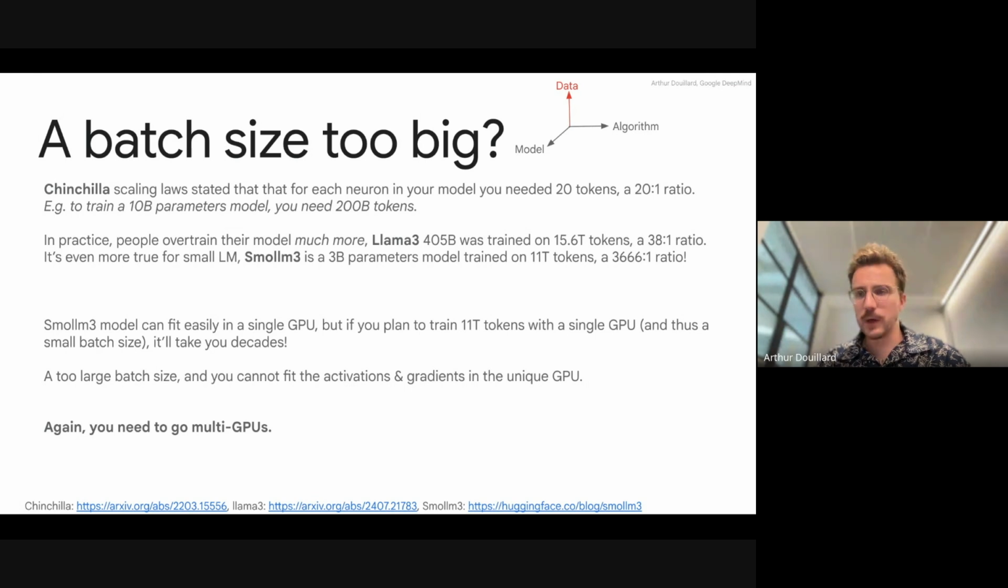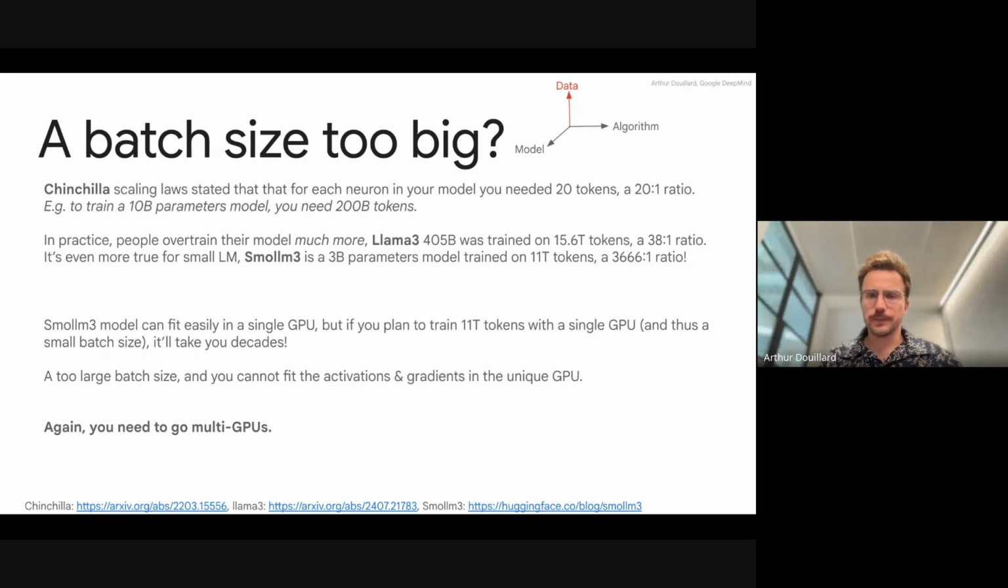So this Chinchilla scaling law, people are not really following it anymore. People are actually overtraining their model much more. So for example, the Llama, which was 405 billion parameters, was trained on more than 15 trillion tokens. That's a 38 to 1 ratio. And actually, if you want to train a very good small model, such as for example, the recent Hugging Face SmolLM3, which was a 3B model, you train it on 11 trillion tokens. So that's a ratio that is much, much bigger than the Chinchilla scaling laws.